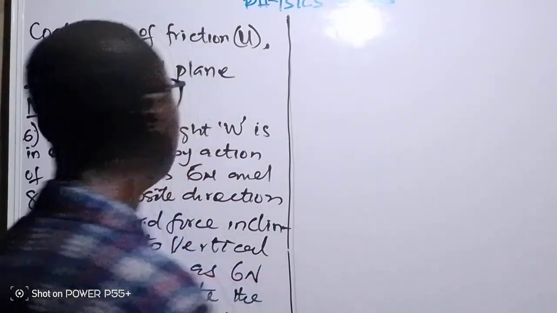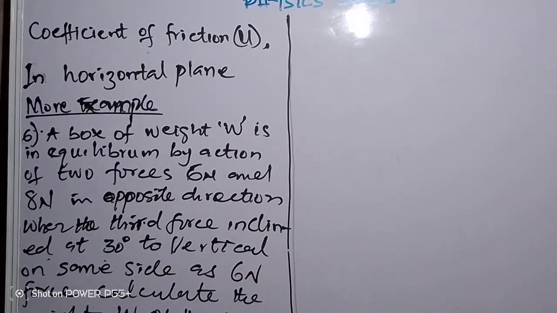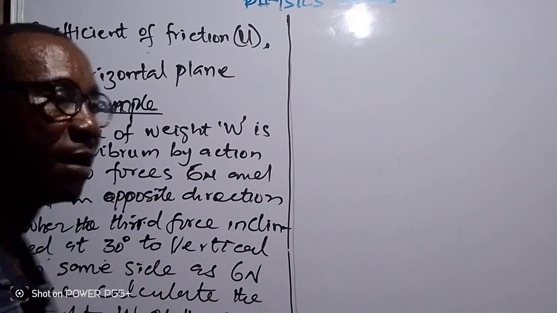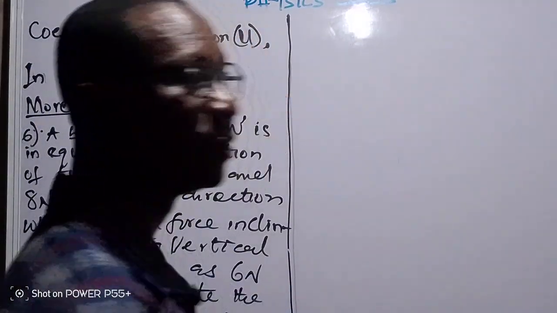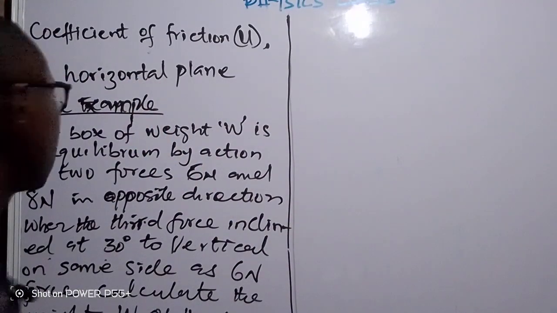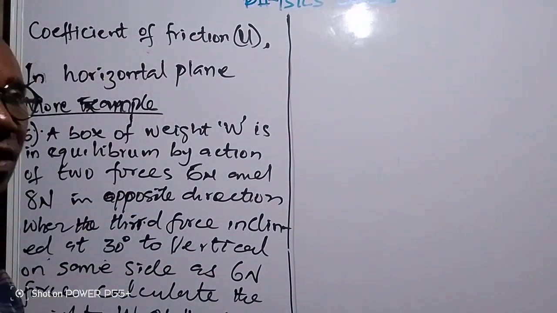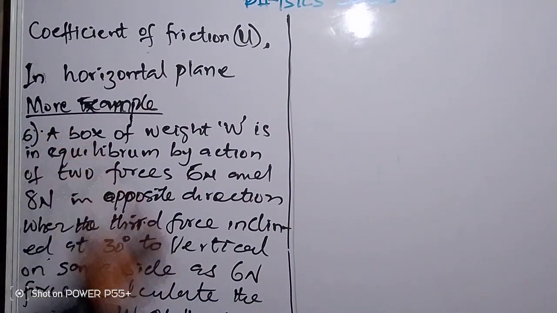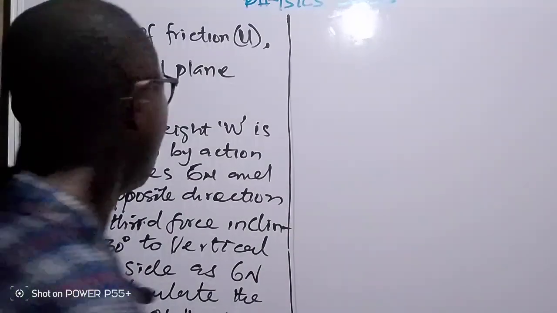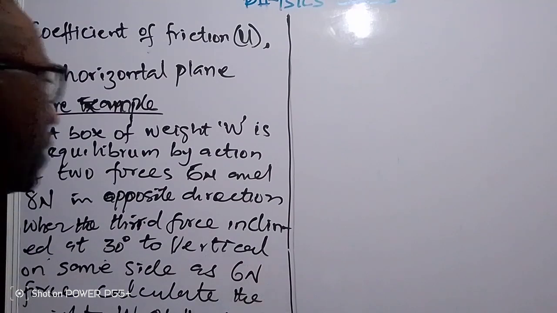In our last lesson, our topic was coefficients of friction in the horizontal plane. By then, we had done 5 examples based on the topic. And I promised when we ended the lesson that today we are going to see more examples under the same topic. So for today, since we've done 5 examples, let's take this one as example 6, the continuation.